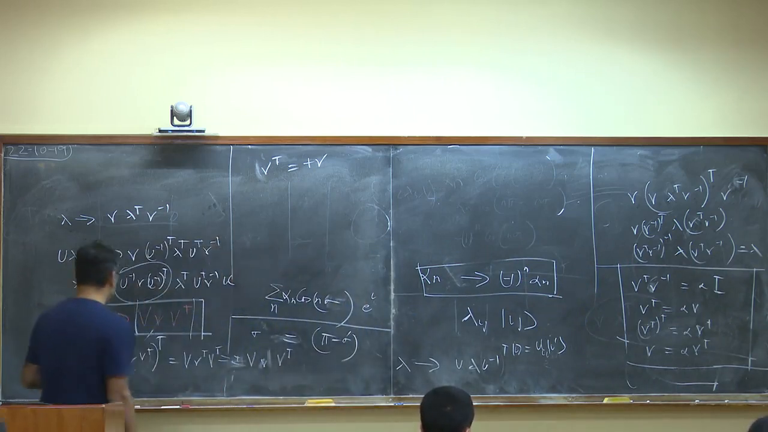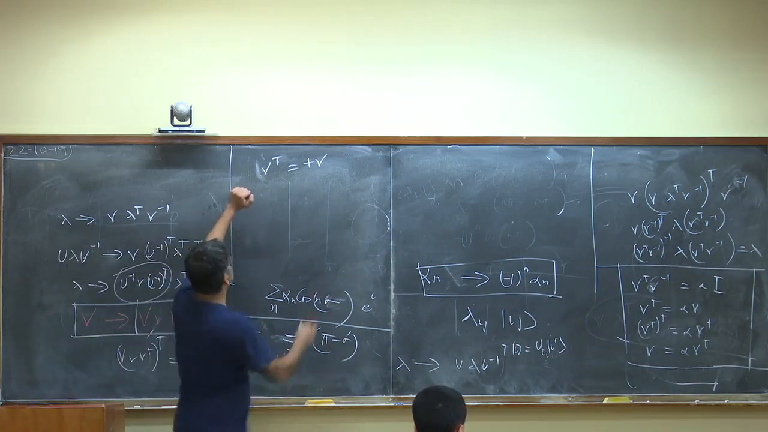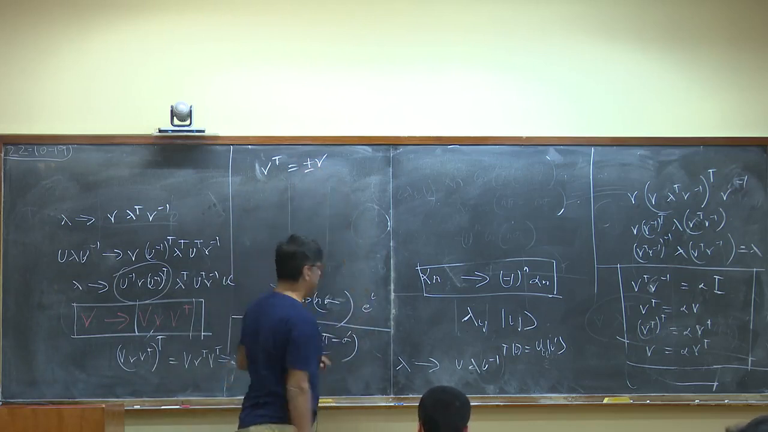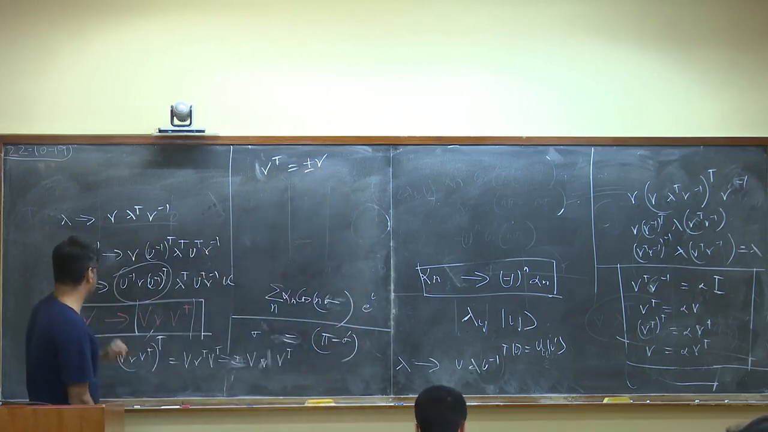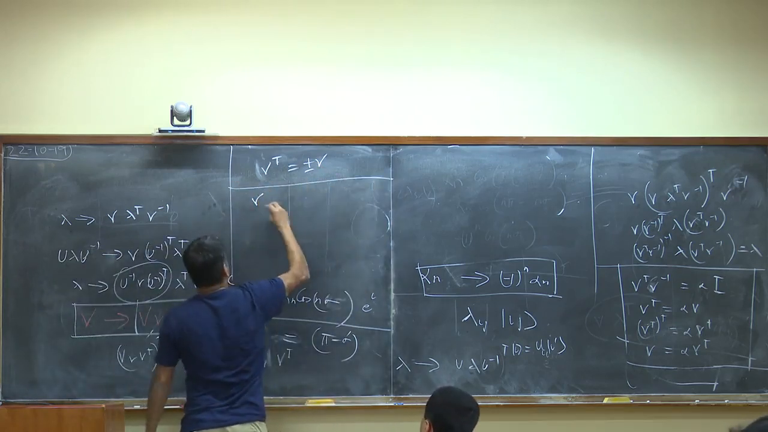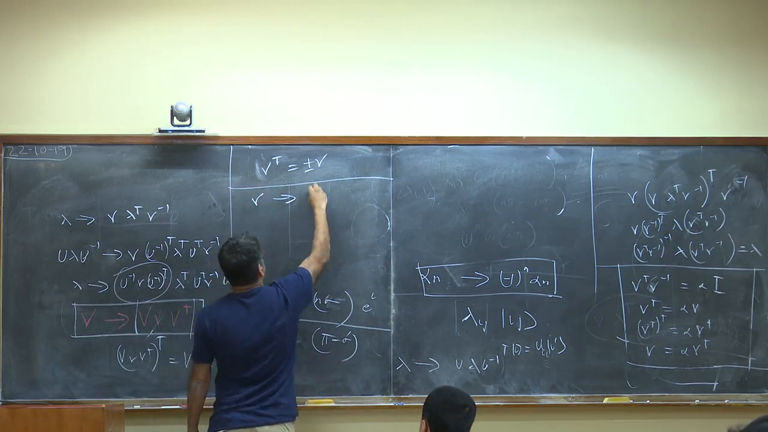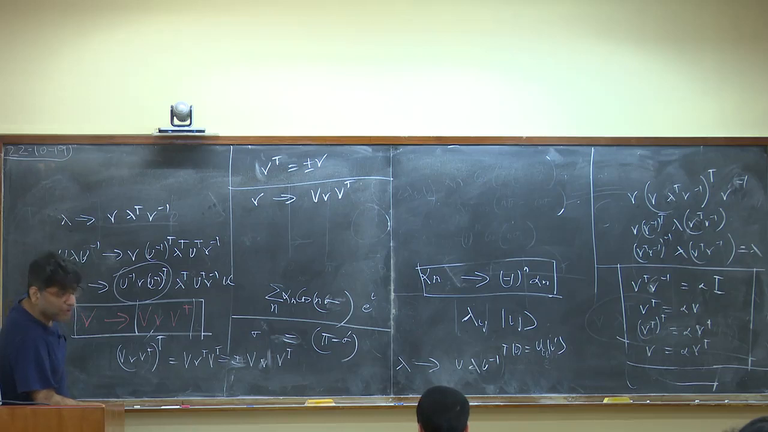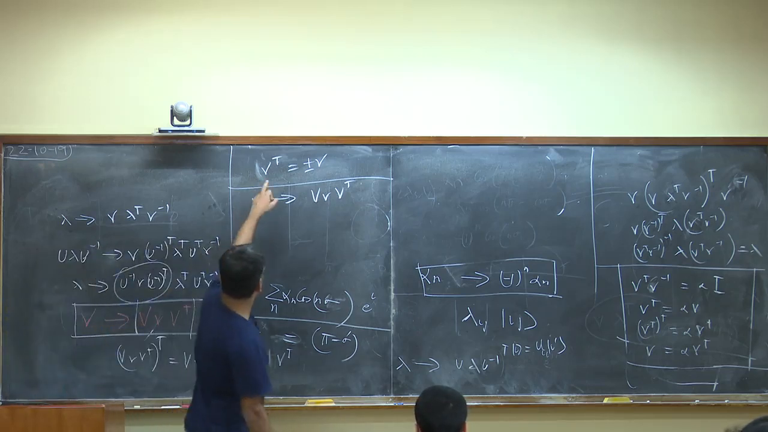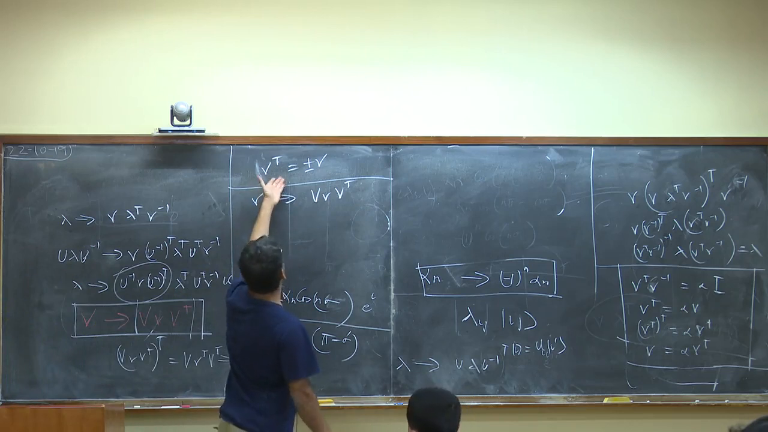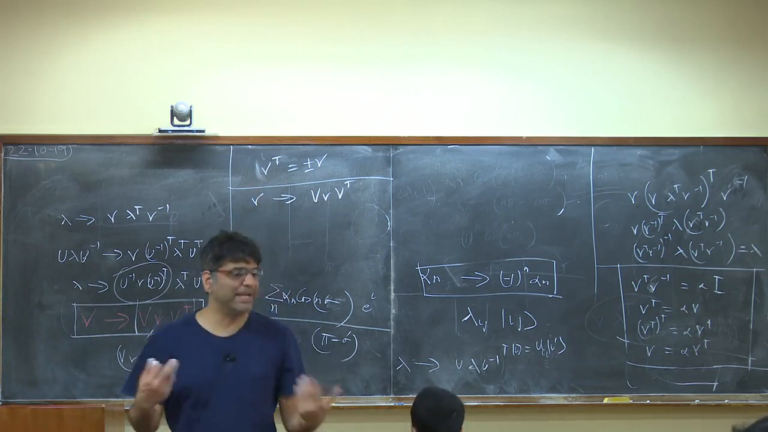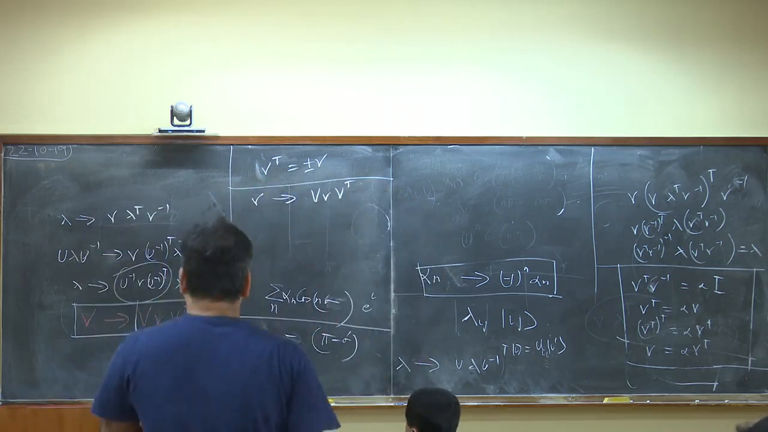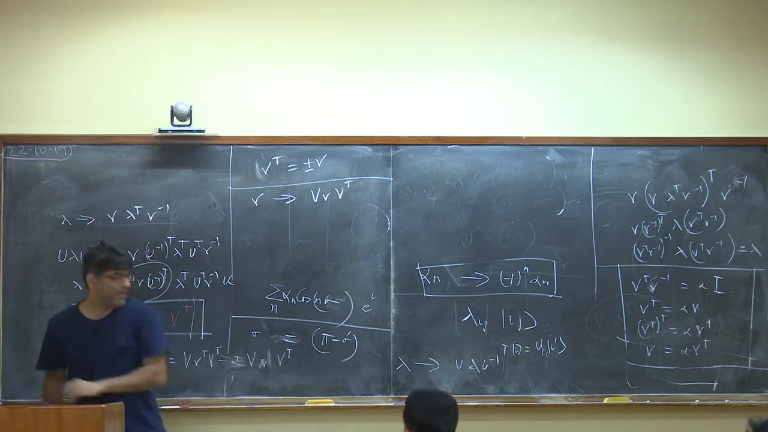Okay, so where were we? So we've got gamma transpose is equal to plus minus gamma, and we've got the freedom to do this transformation. Gamma goes to V gamma V transpose. Now we can ask the following question. Suppose I gave you, can you give me one example of these gamma matrices?